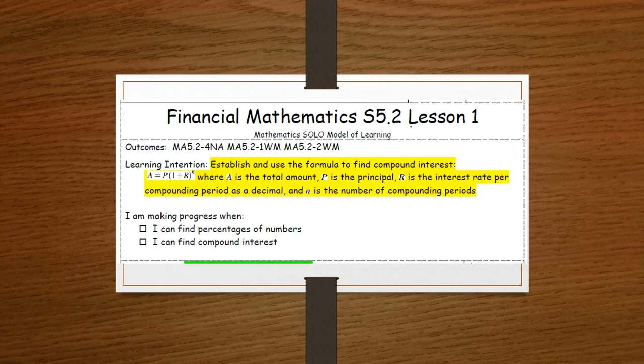Hi everyone, welcome to lesson 1 in the Financial Maths 5.2 series. We will be looking at percentages today and compound interest.